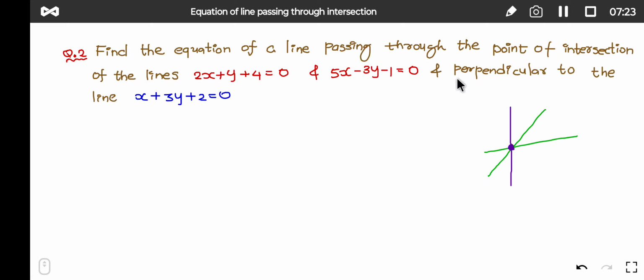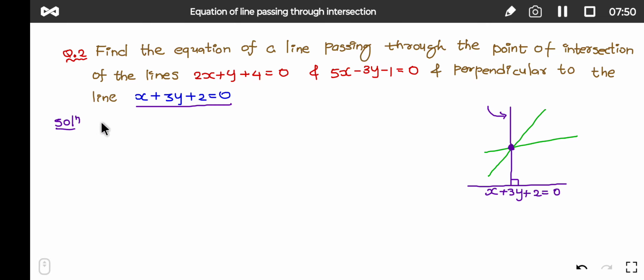After that it is given that the line is perpendicular to the line x plus 3y plus 2 is equal to 0. So our line passing through this point is perpendicular, meaning like this, to one more line, that is x plus 3y plus 2 is equal to 0. Okay, so we have to find out this blue color line. So let us start with step number 1.